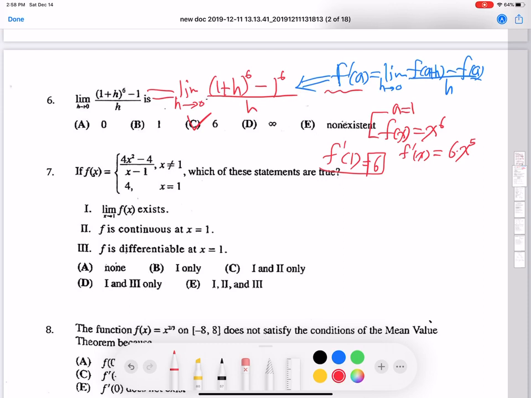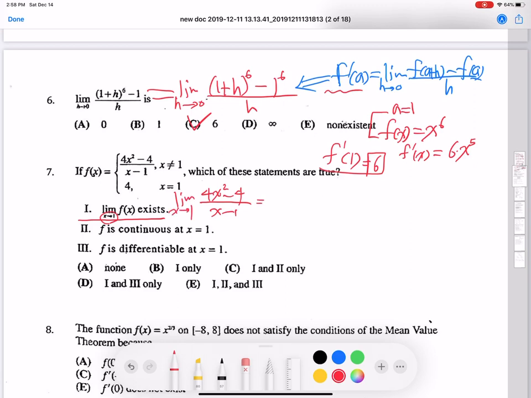Number 7, f of x is given, looks like that. Which of the following statements are true? Check the first statement first. The limit of f of x as x approaches 1 exists. I think that's true, because x approaching 1 doesn't mean x is 1. It's just approaching 1, right? To find the limit value of that function, we're going to use the first function for x, 4 x squared minus 4 over x minus 1, limit as x approaches 1.